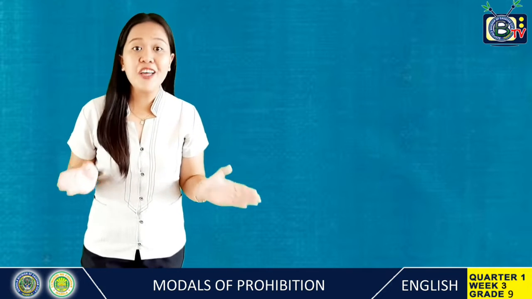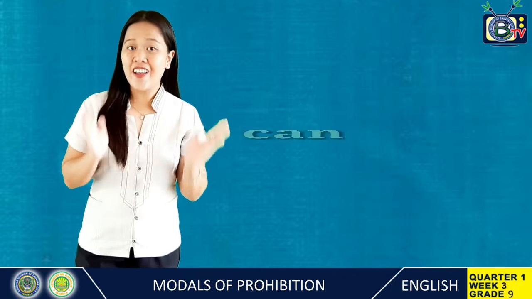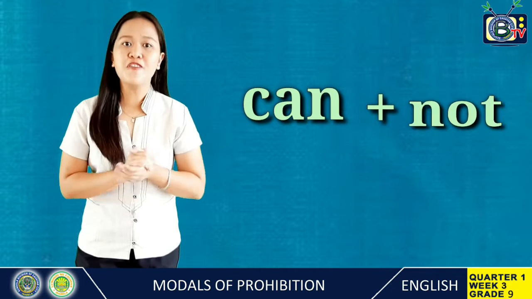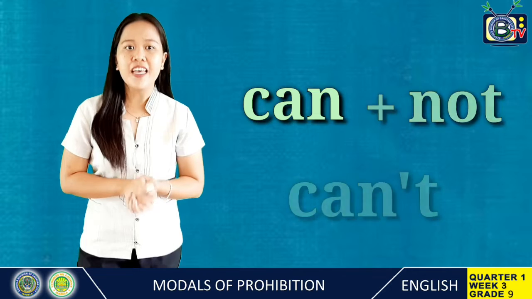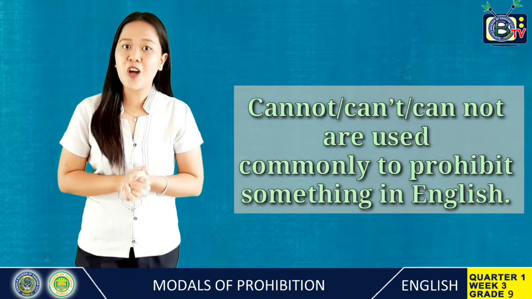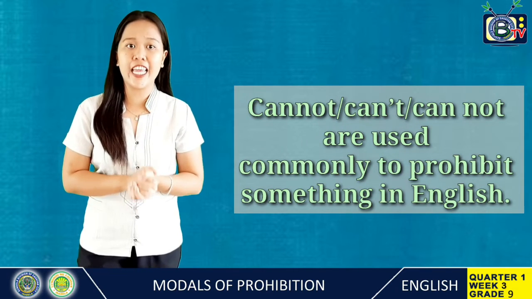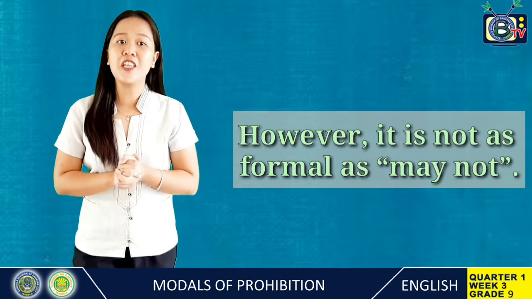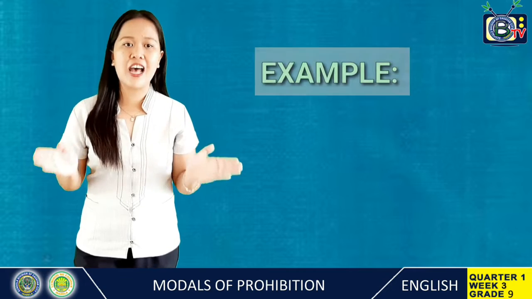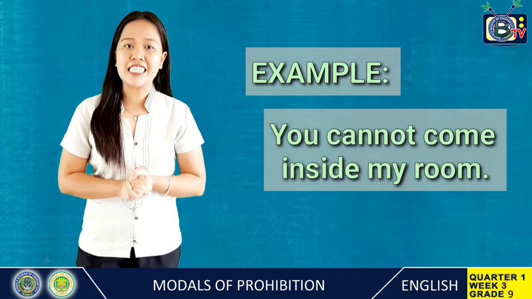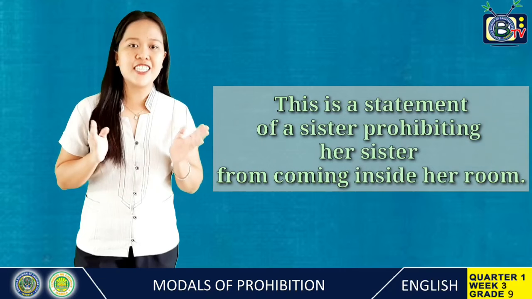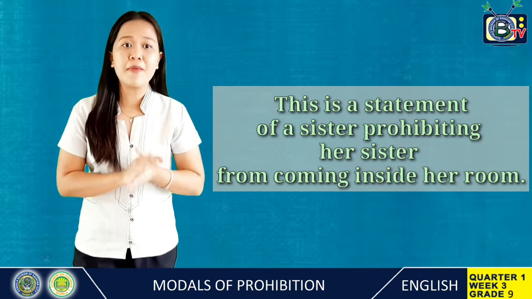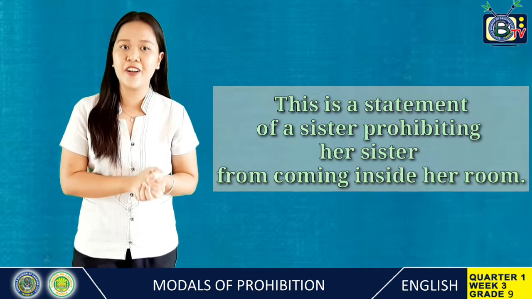We also have the modal cannot. Cannot can be contracted to form the word can't. Cannot or can't are used commonly to prohibit something in English. However, it is not as formal as may not. Here are some examples. You cannot come inside my room. This is a statement of a sister prohibiting her sister from coming inside her room.